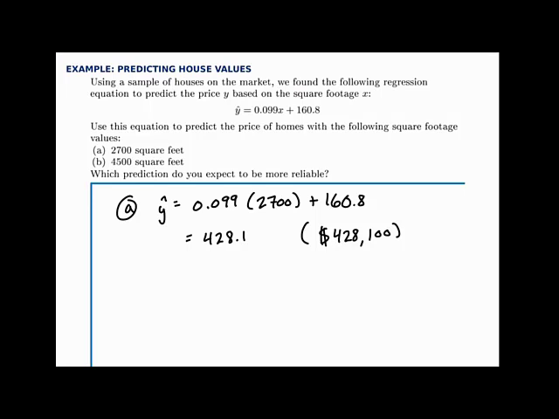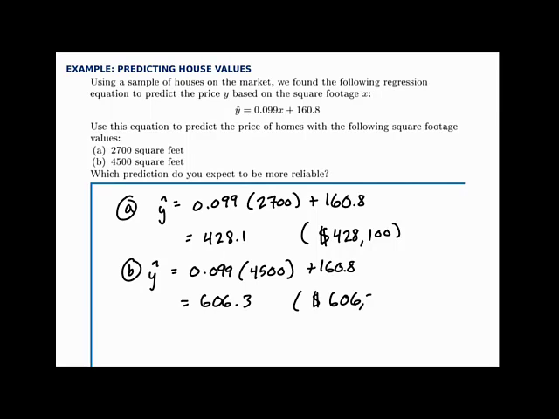And then in the second case, we can make a similar prediction for houses with 4,500 square feet. And that works out to just over 600,000. Then the question asks, which prediction do you expect to be more reliable?